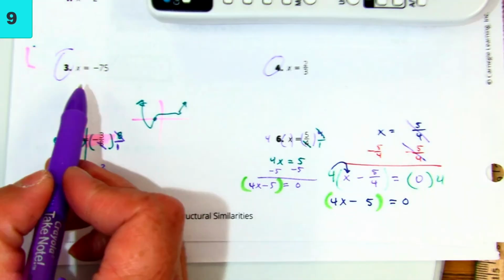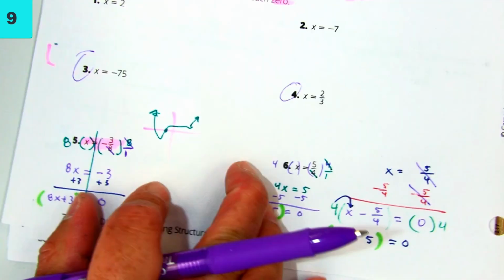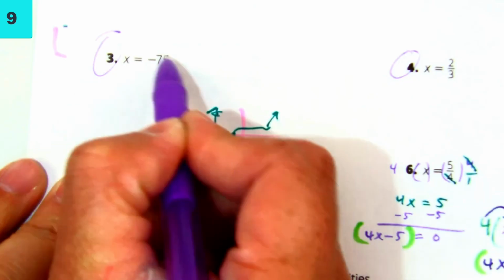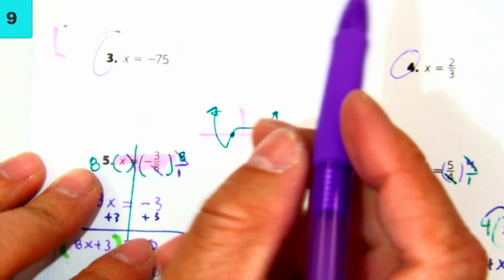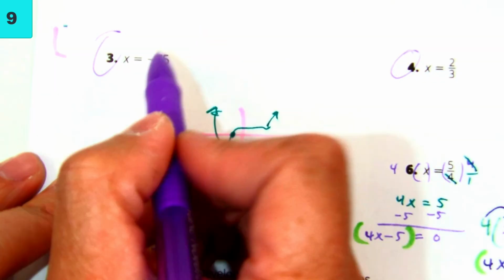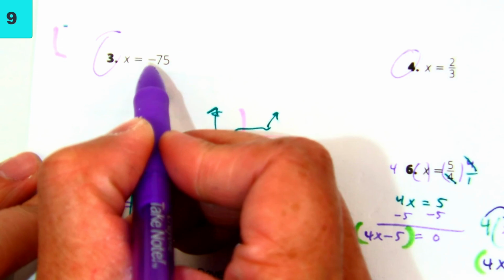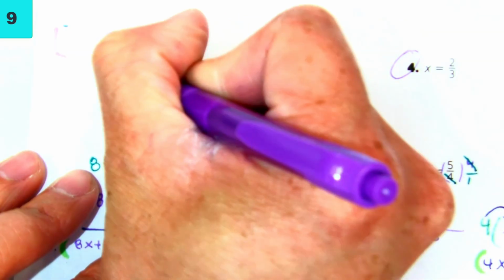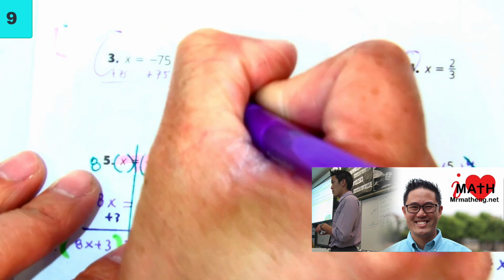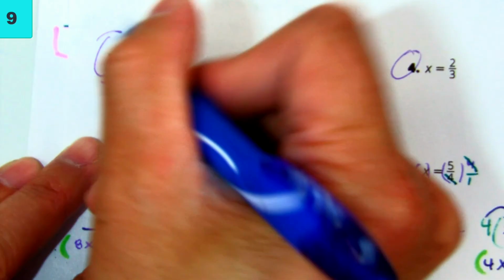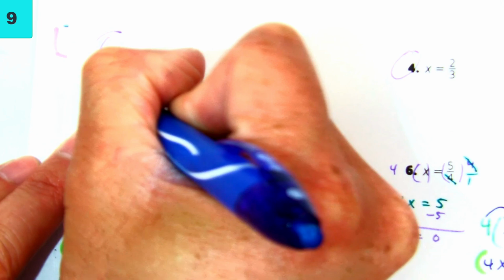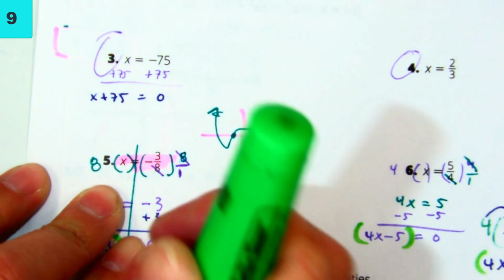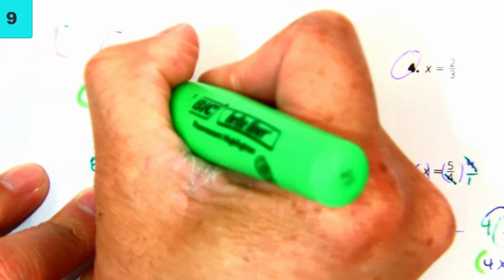Class, what do I do for this one? How do I make this a factor? You want to put a 1 under it? Where? But remember, what's the opposite of a negative? All I have to do is add 75. Class, what do you get? X plus 75 equals 0. Your factor is x plus 75. Raise your hand if you got that.